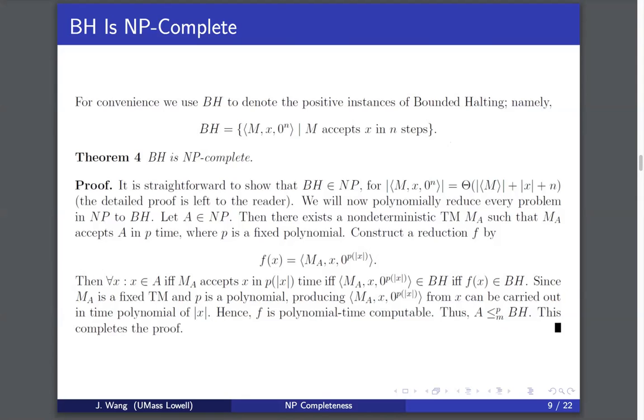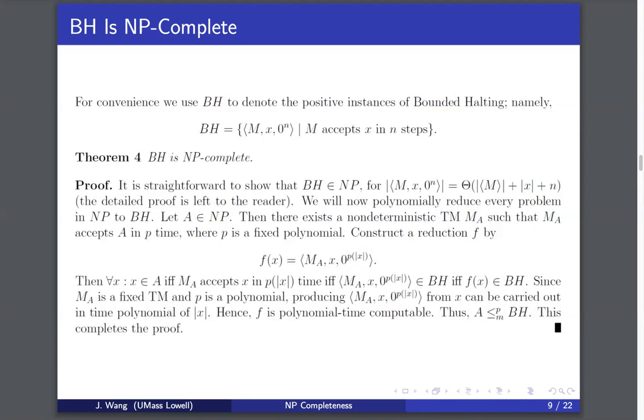Now we let BH, bounded halting, be the set of these instances, three things, M, x, and 0 to the n, with the property that M accepts x in n steps. Then BH is NP complete. We use the same reduction as before, but now we reduce every problem in NP to BH. First, we look at the length of this input. The length will be the description of M and x and n. Because we use a unary notation 0 to the n, this is just n.